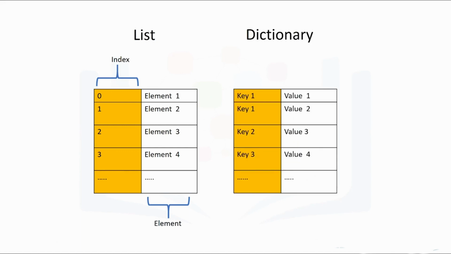A dictionary has keys and values. The key is analogous to the index. They are like addresses, but they don't have to be integers. They are usually characters. The values are similar to the element in a list and contain information.